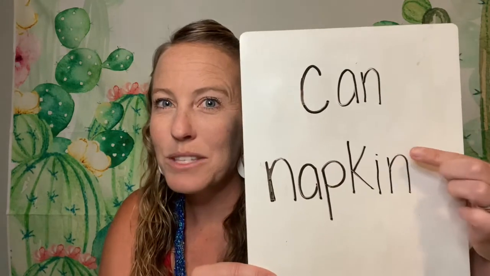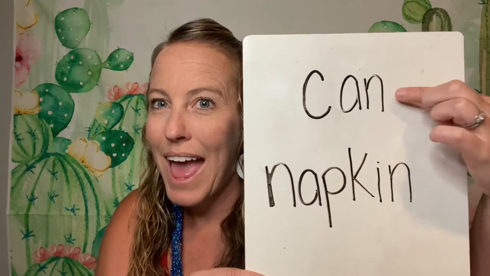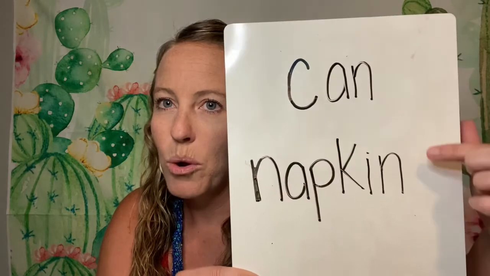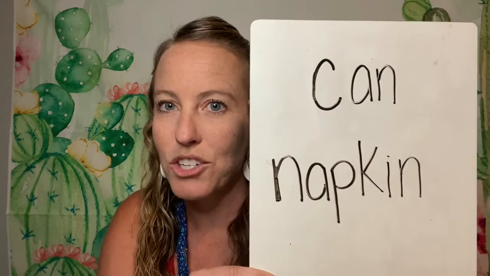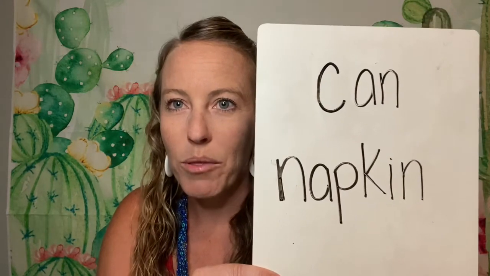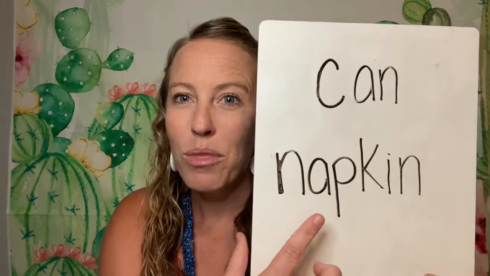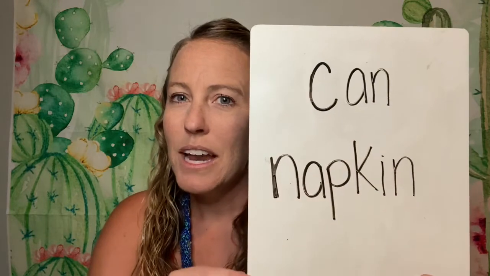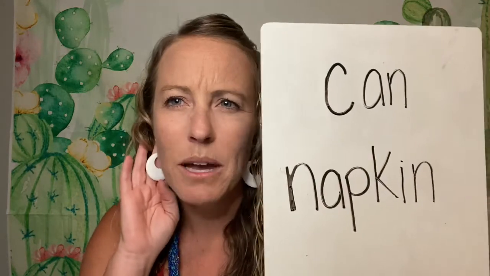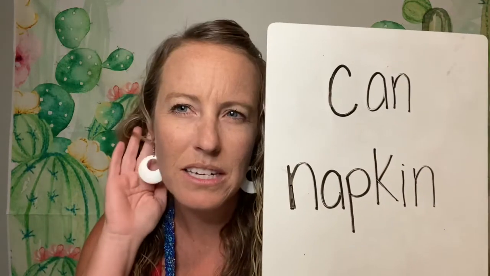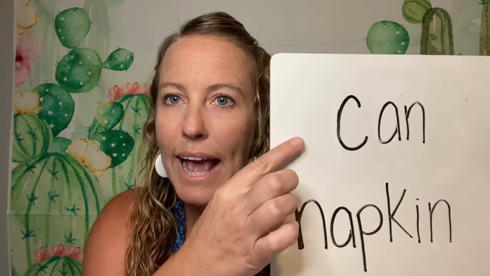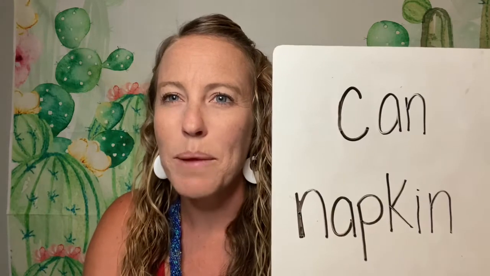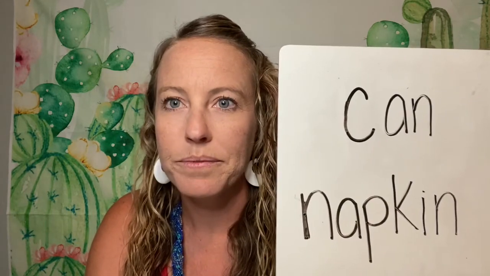Good. It ends with a what? N. Good job. They both end with an N in the final position. What else do they both have? They both have the vowel A. Good job. Now I want you to listen to these words one more time and tell me if there's one more thing that you see that is alike about them. Can, napkin. What sound do they both have that is similar?